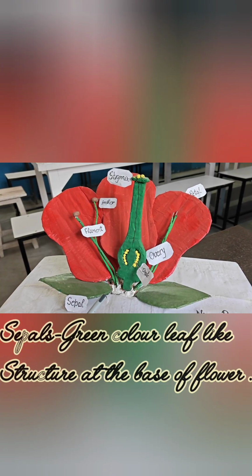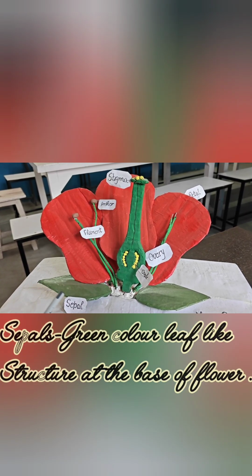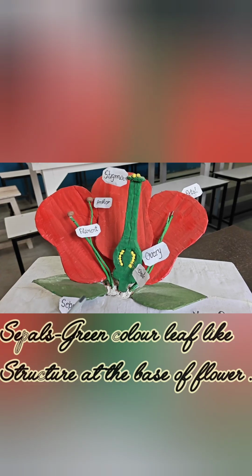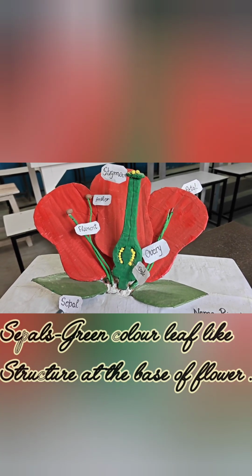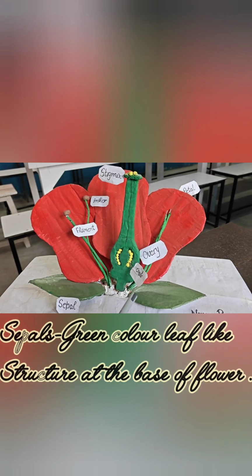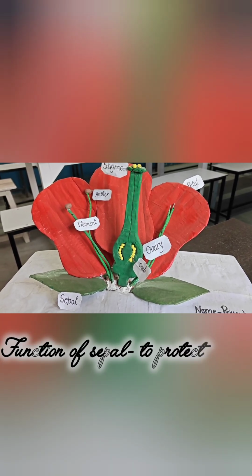So as you can see, the green color structure, the green color leaves that are present at the base of the flower are the sepals. As you can see on both the sides, this green leaf-like structure is sepal. So what is the function of the sepal? Yes, sepal protects the flower in the bud stage. Sepal plays a very important role to protect the flower that is inside it.